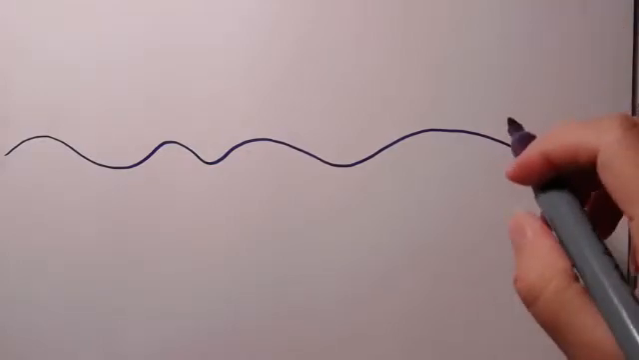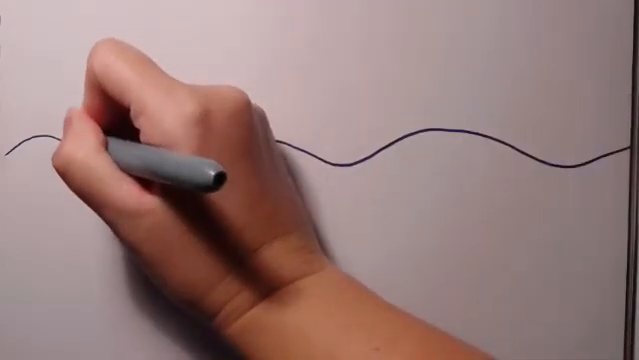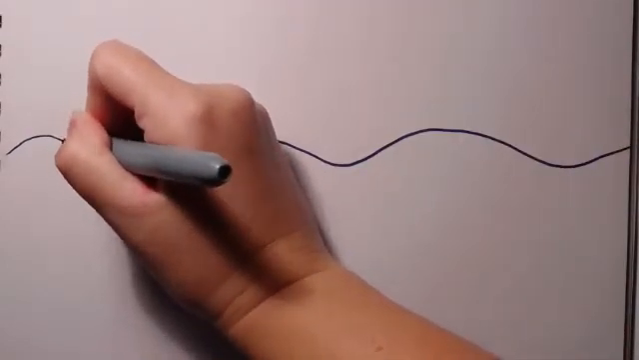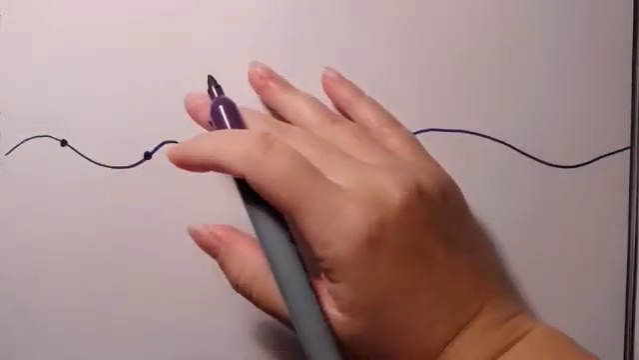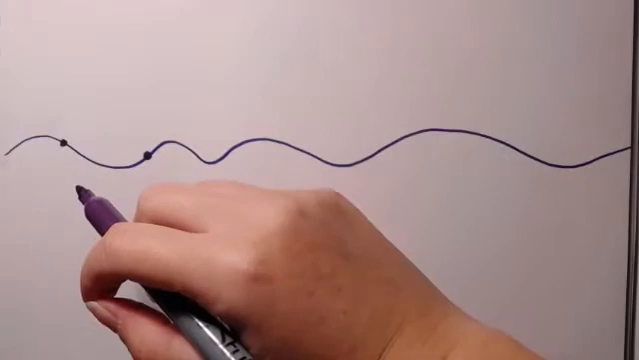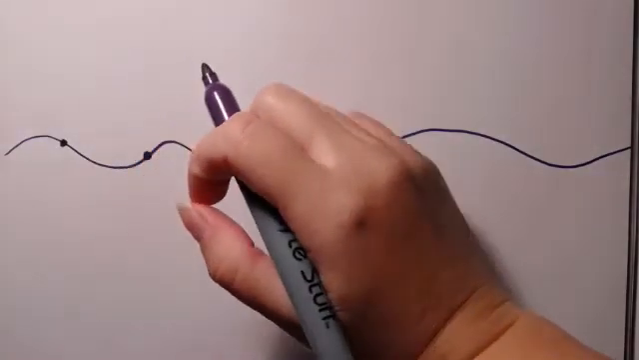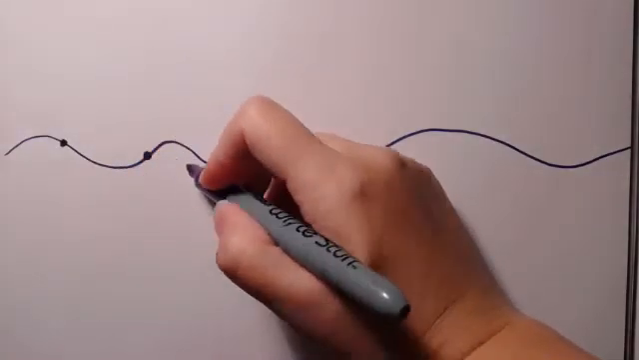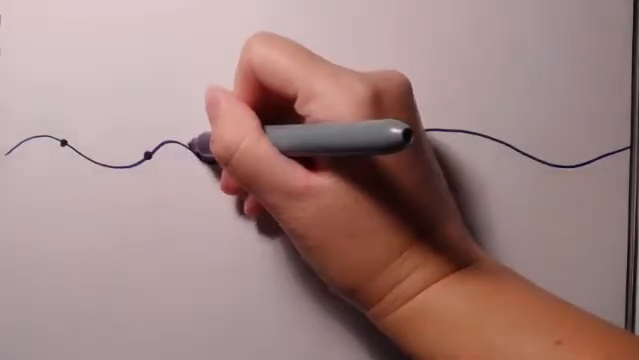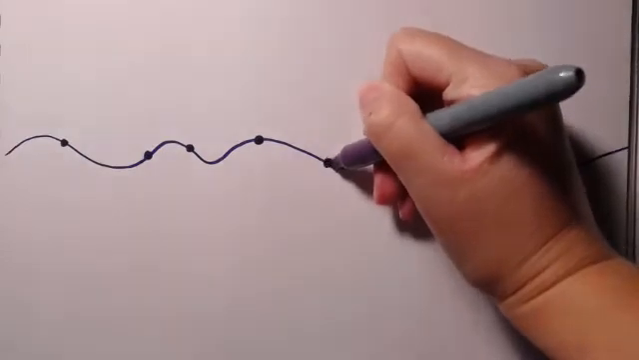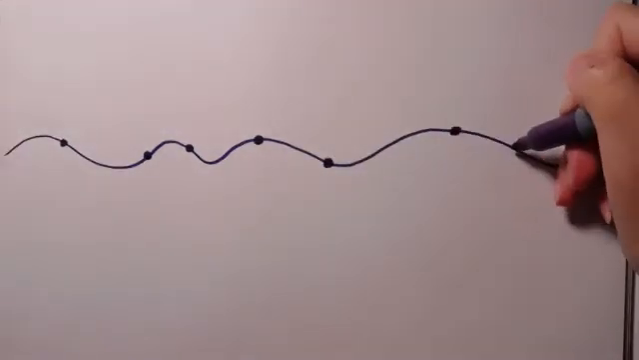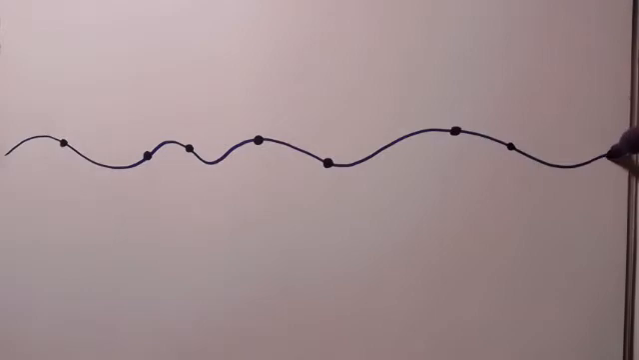But now that I have this squiggly line, I'm going to start adding some dots to it. So I'm going to start with one here, and I'm going to make 8 dots. These do not need to be evenly spaced. They can be if you want them to be, but there's no reason that they have to be. So 1, 2, 3, 4, 5, 6, 7, 8. So squiggly line, 8 dots.